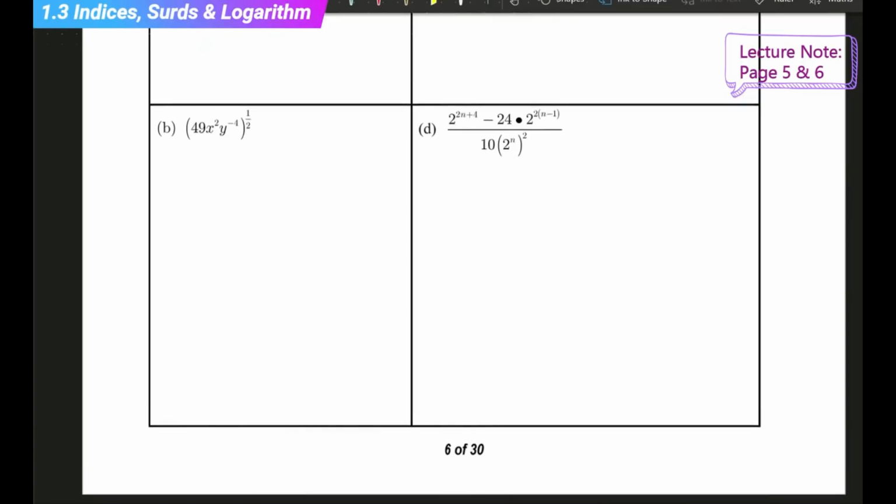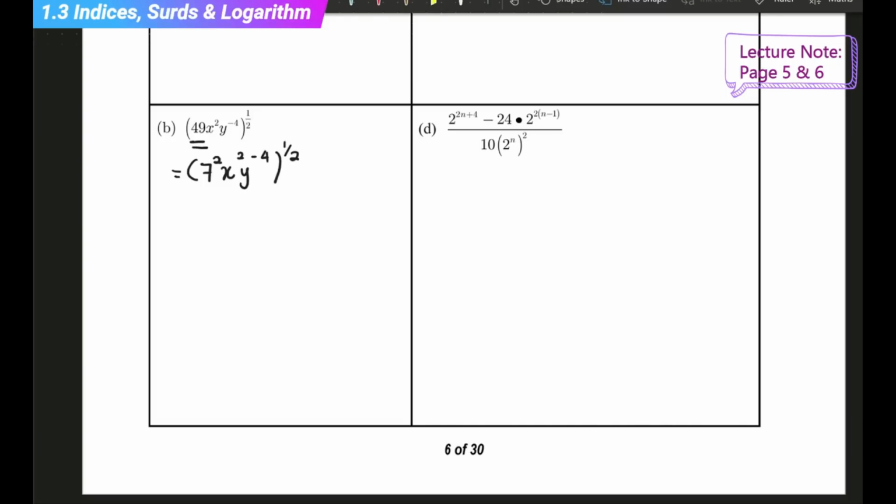Now we go to example B. First and foremost, we must make sure the number that the question gives is in the simplest base. No, right? Because we know for 49, if we multiply 7 by 7, we'll get 49. So the lowest base for 49 is 7. So here we solve first. It will become 7 squared x squared y to the power of negative 4, raised to the power of half.